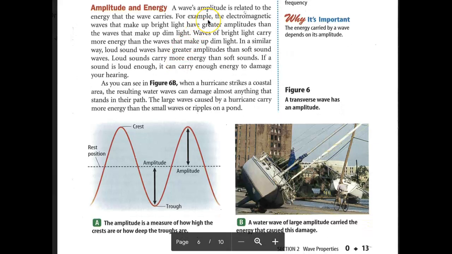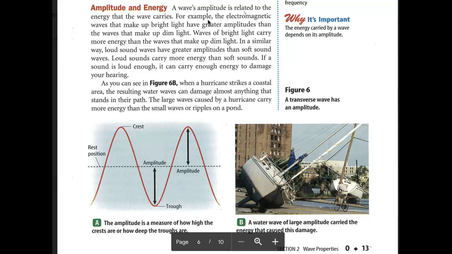Amplitude and energy. A wave's amplitude is related to the energy that a wave carries. For example, the electromagnetic waves that make up bright light have greater amplitudes than waves that make up dim light. Waves of bright light carry more energy than waves made up of dim light. In a similar way, loud sound waves have greater amplitudes than soft waves. Loud sounds carry more energy than soft sounds. If a sound is loud enough, it can carry enough energy to damage your hearing.